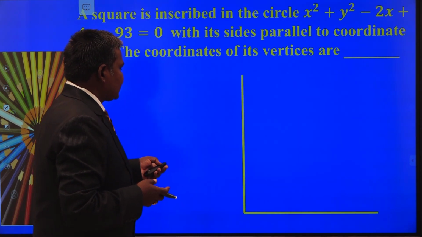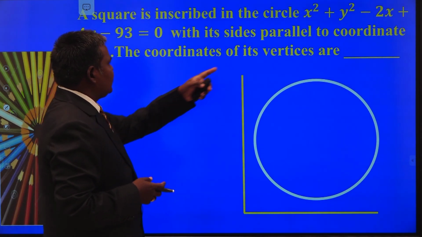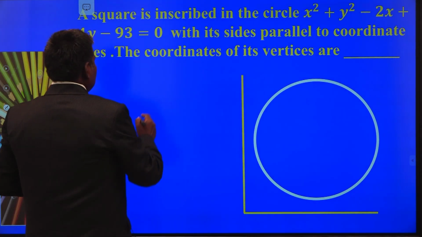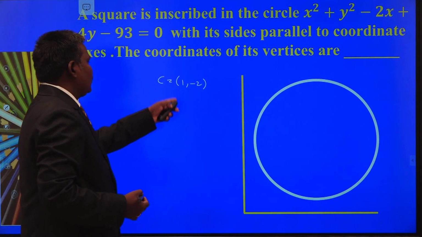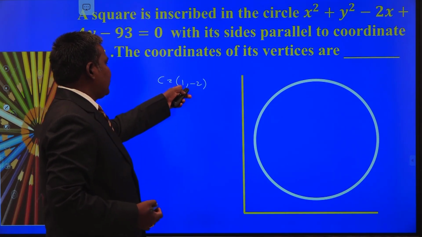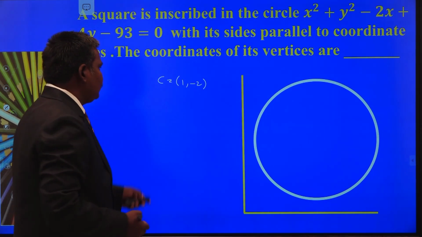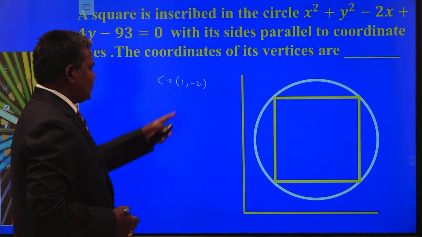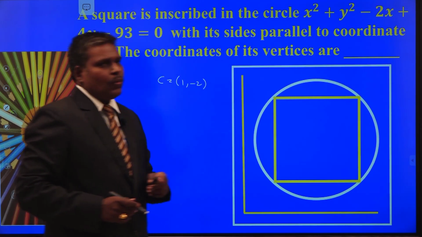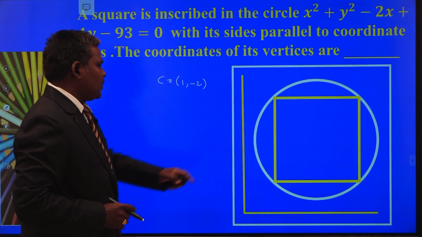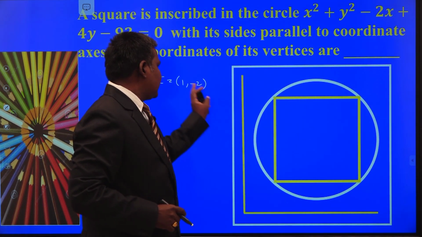These are the coordinate axes as shown in this figure. This is your circle. What is the center of the circle now? 1 comma minus 2. Center C is equal to 1 comma minus 2. Actually it is in which quadrant? 4th quadrant, since the x coordinate is positive and y is negative. I am drawing a rough diagram for you. Center is 1 comma minus 2. This is the square which is inscribed in the circle. You are going to find the vertices of the square. Understand? The center is in the 4th quadrant.